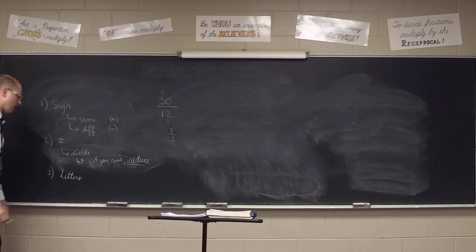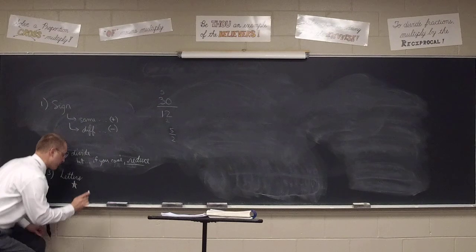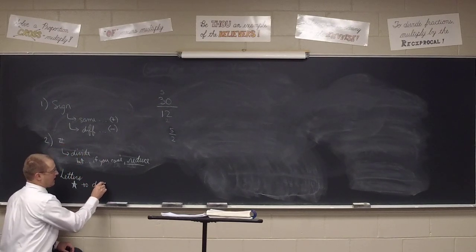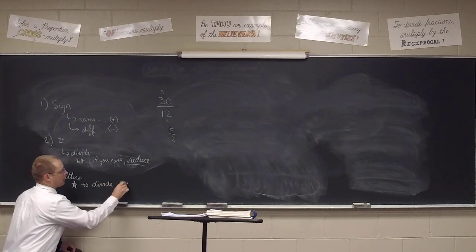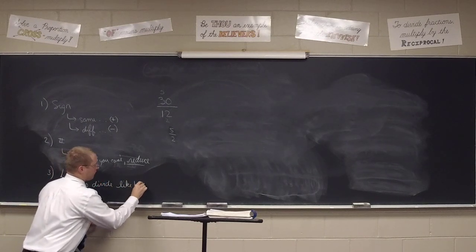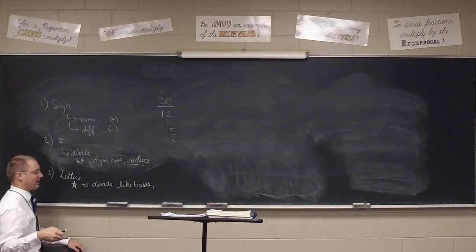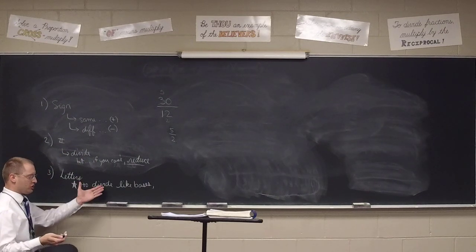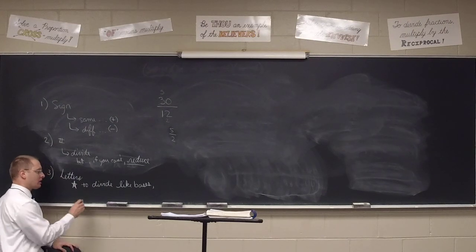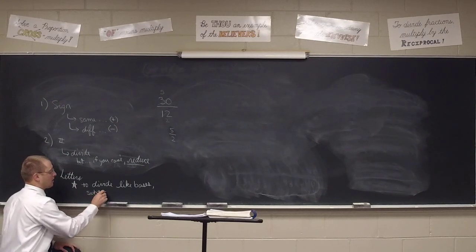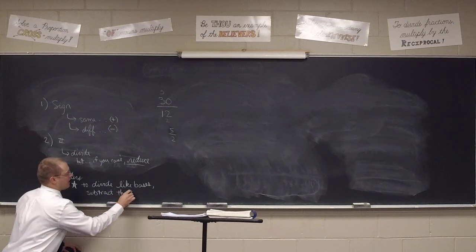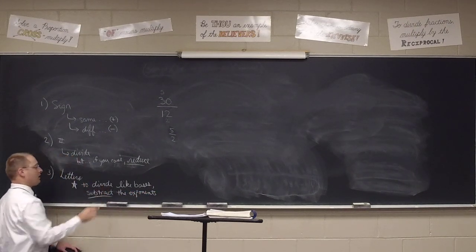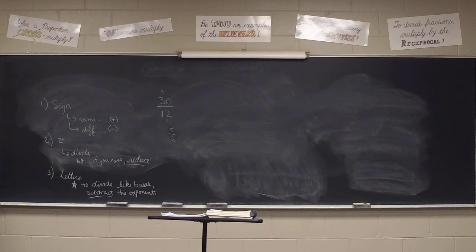Letters. And write this down, put a star next to it, as I run out of room. To divide like bases... Well, what do you think we would do? If we multiply like bases, we said we add the exponents. So since division is the opposite, to divide like bases, subtract the exponents. To divide like bases, subtract the exponents.